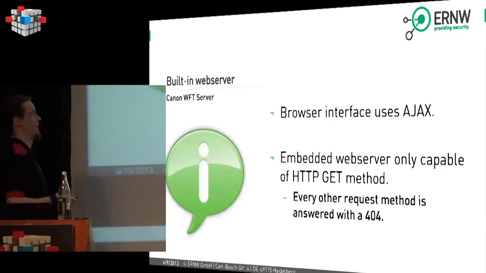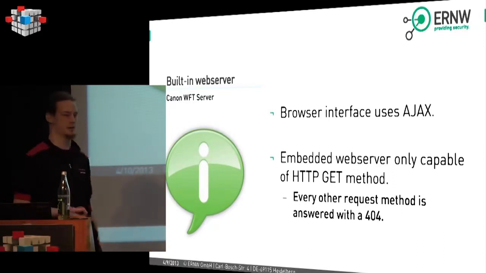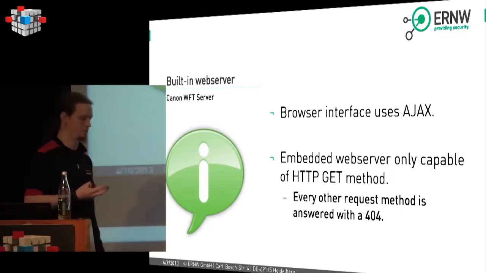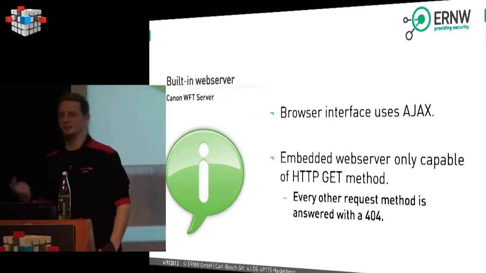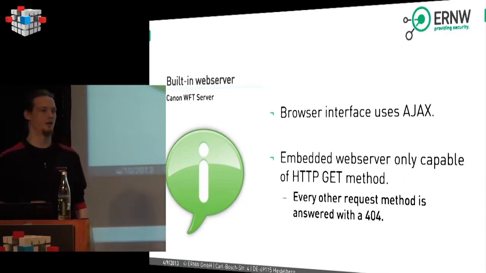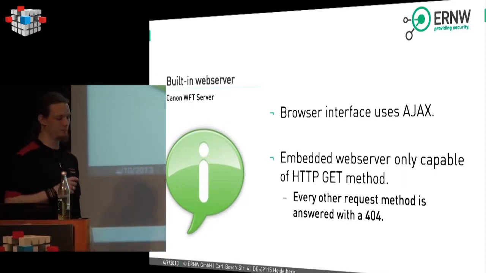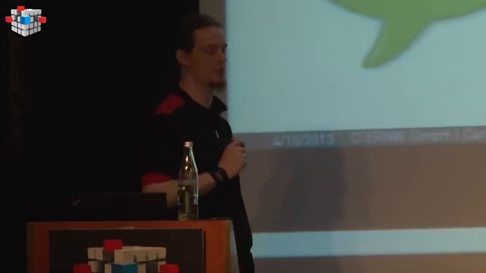It uses a browser interface with a lot of AJAX in the background. So again, HTTP and XML. The HTTP protocol and an XML parser need to be built into the camera. They are reused all the time. But the embedded web server is only capable of the HTTP GET method. All the other methods are not implemented, not even HEAD or something like this. So it's just a very small, very stupid web server.